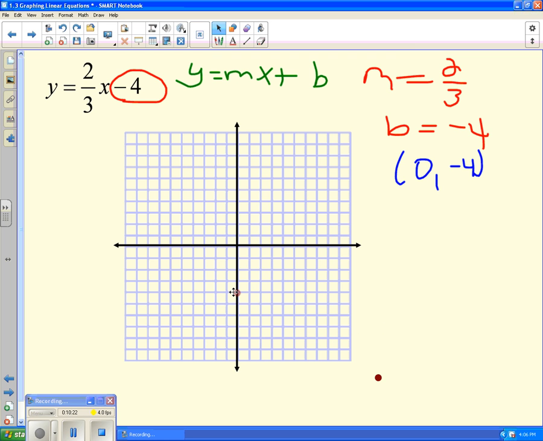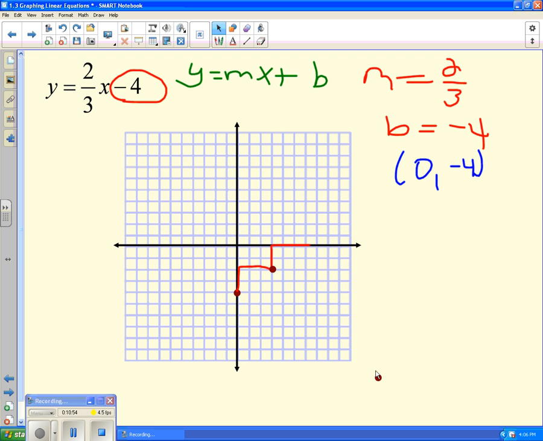Once I have my y-intercept, I'm going to move from this point in the direction of the slope. Now my slope is 2/3. The numerator is your y direction, your denominator is your x direction. So I'm going to move up 2 units, 1, 2, in the y direction, and then to the right 3 units. That would give me the +2 and +3. I could keep going up and over to find additional points. So I'd have a point here and a point here.